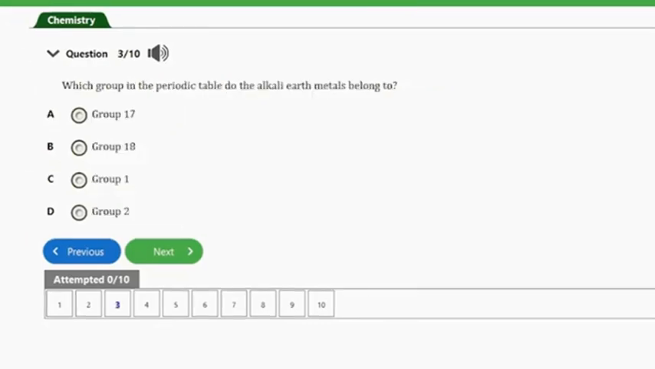So guys, let's consider the next question, and that's question number 3. It says, which group in the periodic table do the alkali earth metals belong to? A, group 17, B, group 18, C, group 1, D, group 2. So guys, alkali earth metals are the group 2 elements, so they are the ones referred to as the alkali earth metals. So let's consider the next question, question number 4.